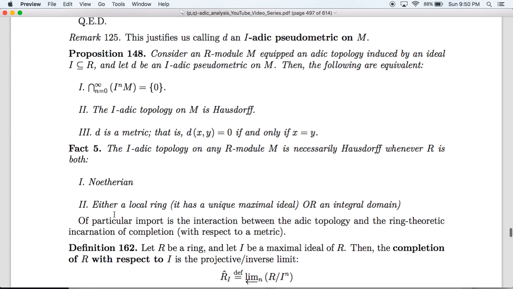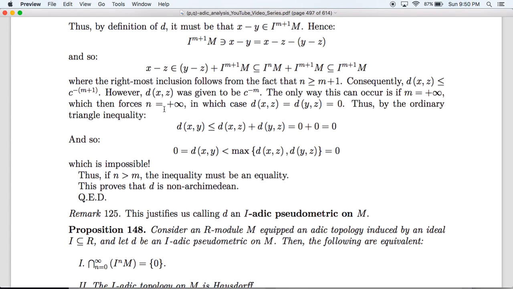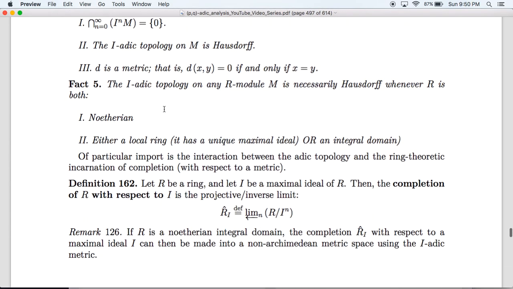We then have the following lovely fact, which is that the I-adic topology is going to be Hausdorff, and thus all of these things will occur, when R is both Noetherian and is either a local ring or an integral domain. So if we're working with something like a ring of power series or a global field, as long as things are finitely generated, all of this works, and our formula here is in fact a metric rather than a pseudometric.